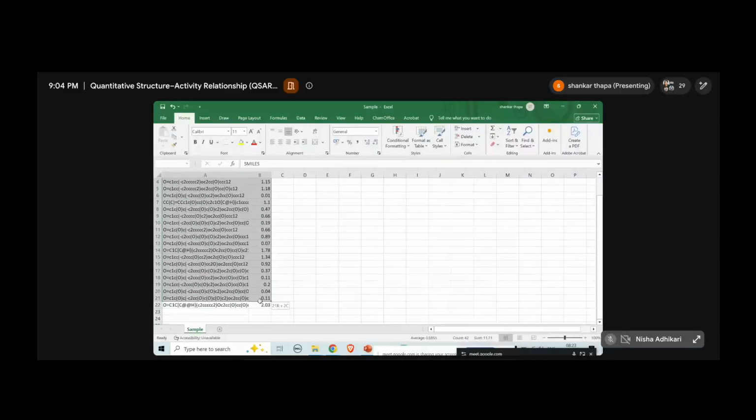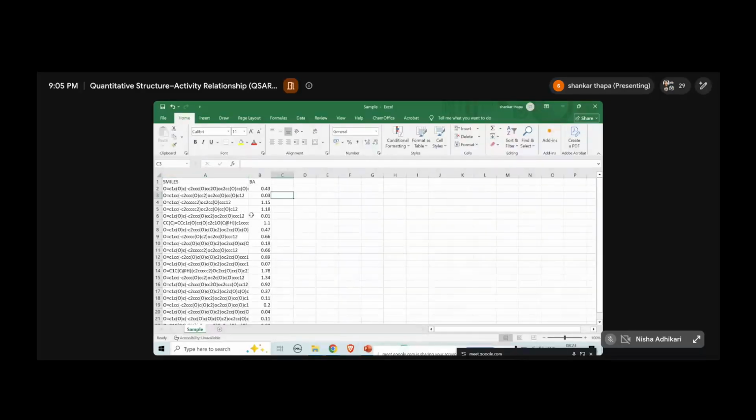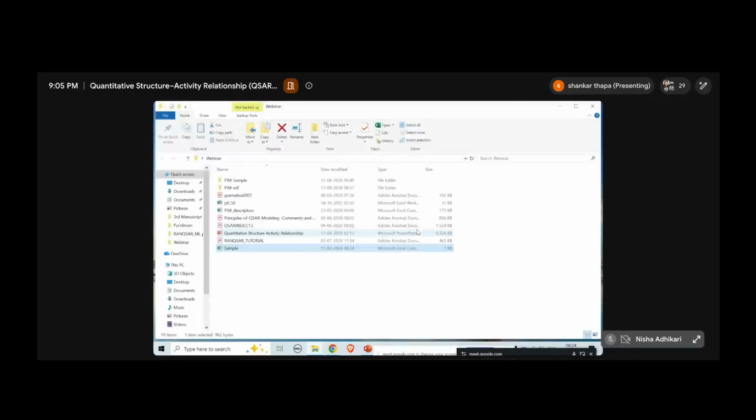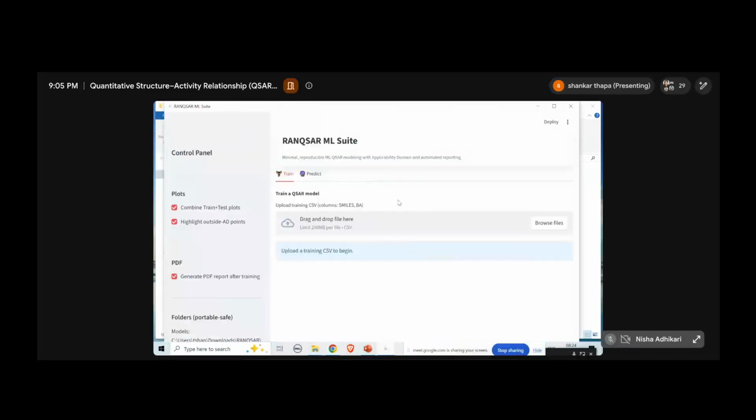So whatever procedure I told you, from that procedure only I made this file. I downloaded those files and then took the SMILES formula and their corresponding activity. So I made this file. Okay, so the thing is, the titles should be SMILES and then BA. If your title is different, the software is not going to recognize it. Okay, so we have to keep that in mind. That's it. So this data is required, which we already have. So now where is our software? This is the software.